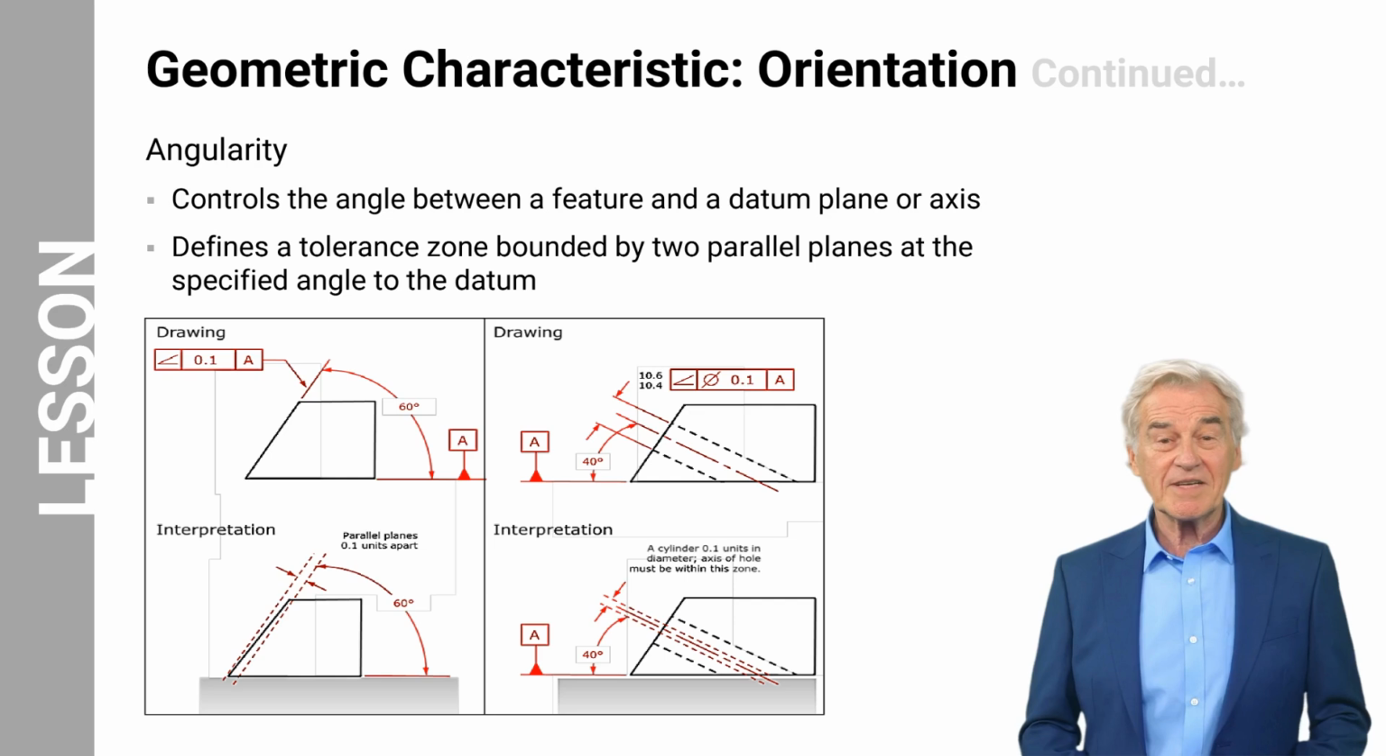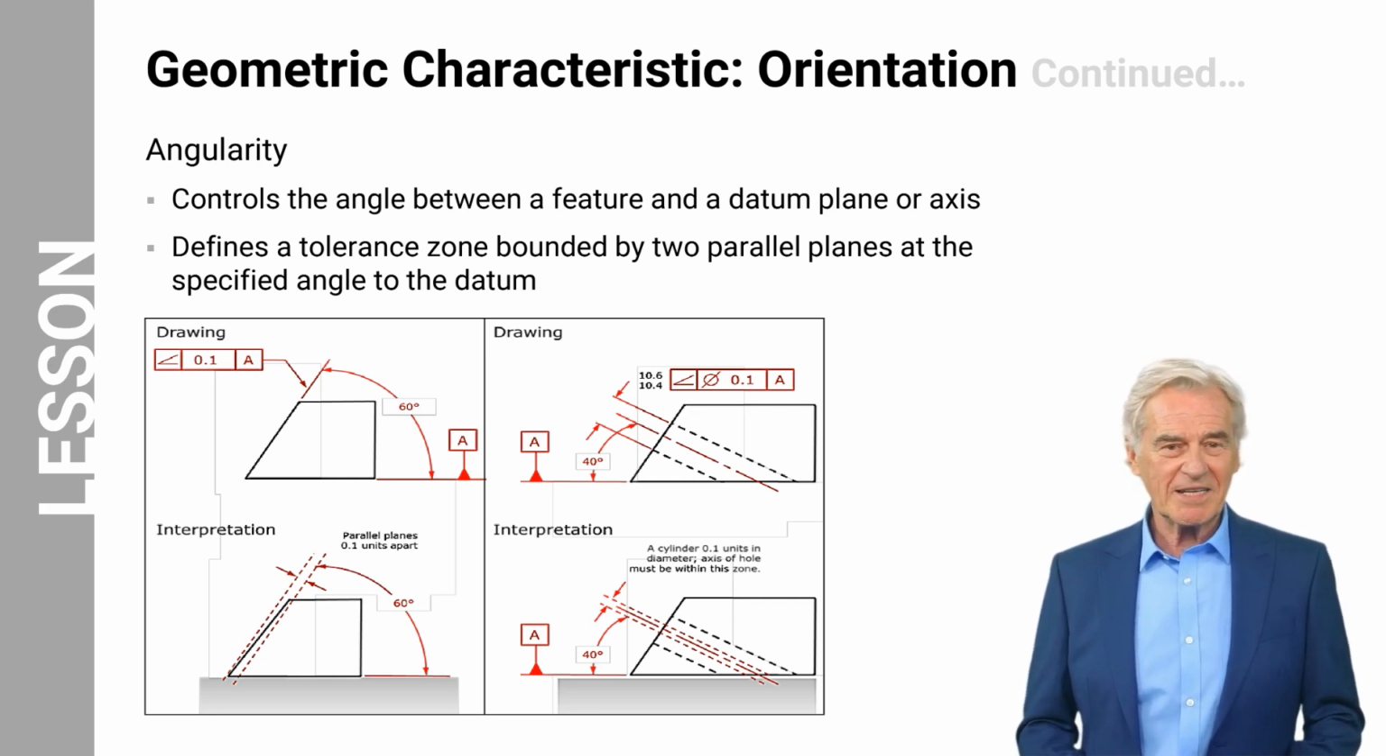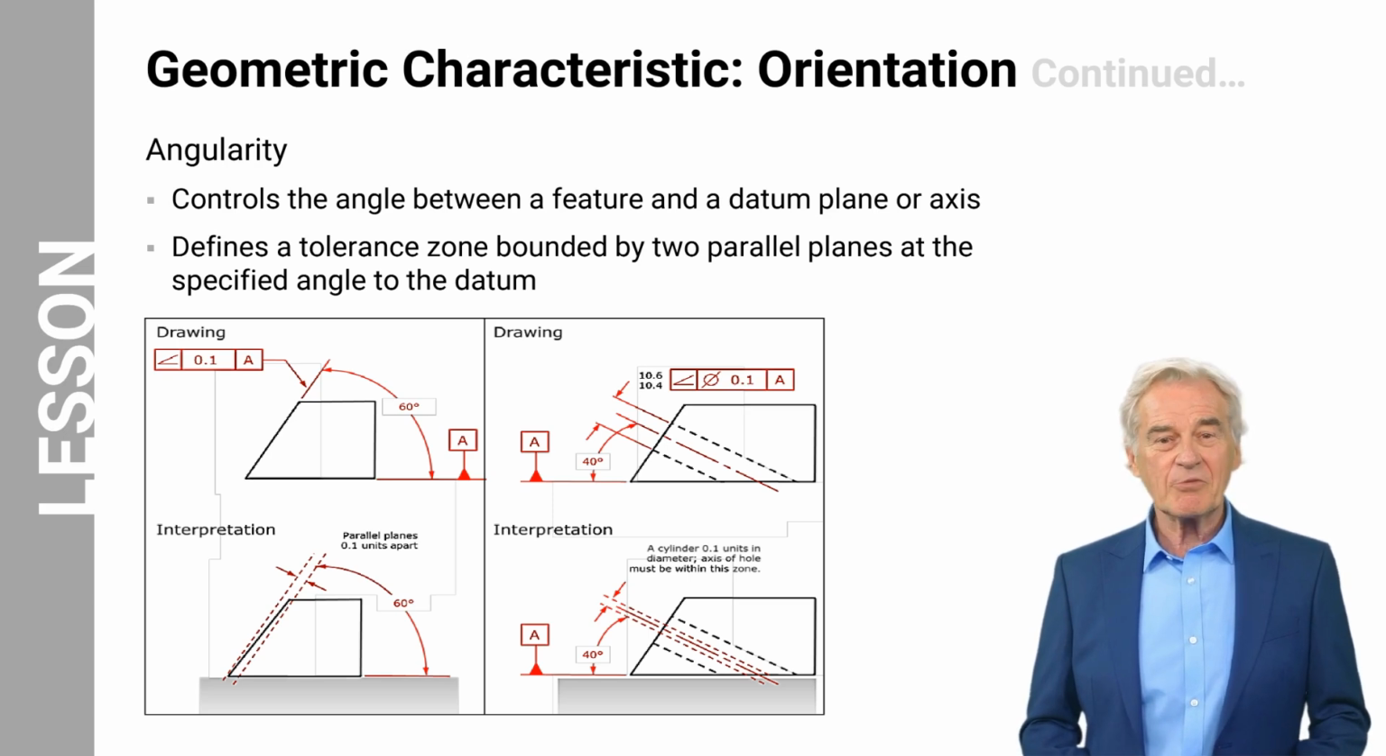Angularity is a type of orientation tolerance that controls the angle between a feature and a datum plane or axis. It specifies the allowable deviation from a theoretically exact angular relationship, applying to surfaces, axes, or other linear elements that should be at a specific angle. This tolerance defines a zone bounded by two parallel planes set at the specified angle to the datum, within which the entire controlled feature must lie.